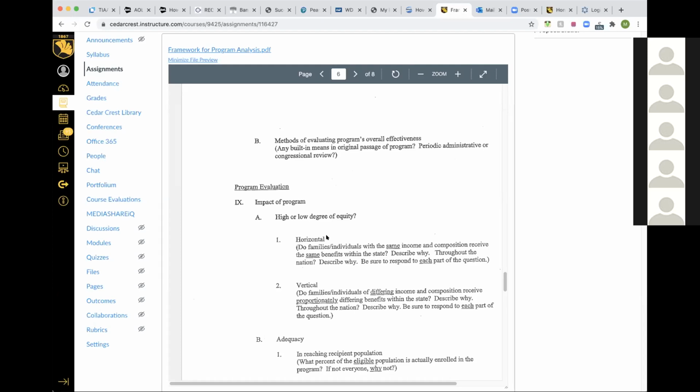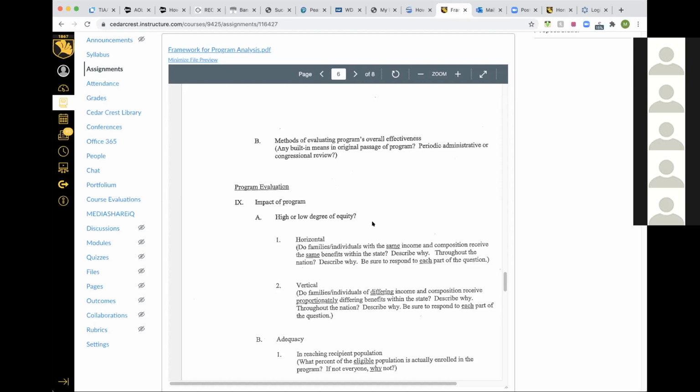Now think about this as a logical thing you'd want to know about the program. Do families or individuals, depending on your program, whichever is the best recipient unit, with the same income and composition. By composition, I mean same number of family members, everything's the same. There's nothing different about this family, receive the same benefits within the state. So in other words, does a family in Pittsburgh with the same income, same situation, same house value, you name it, exactly the same as a family in Philadelphia, do they receive exactly the same benefits within your state, within the state?